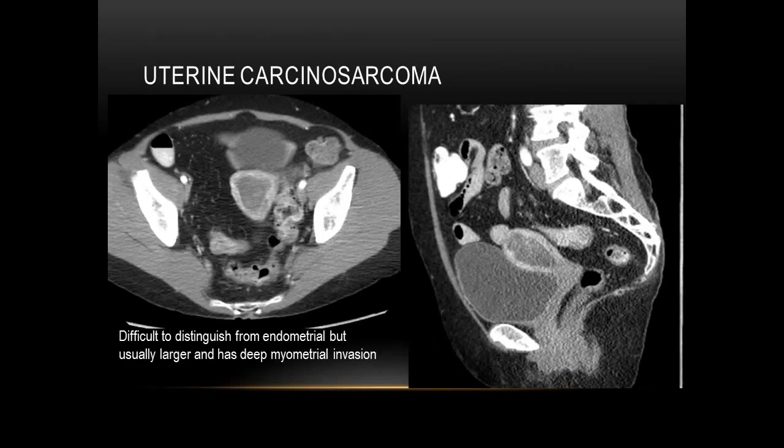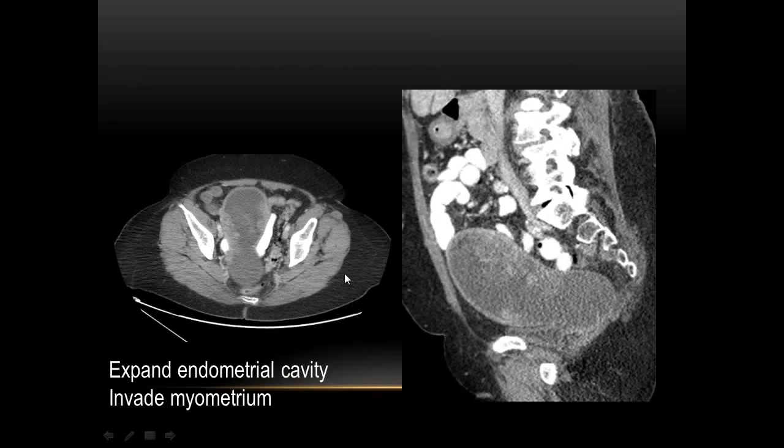This is an example of a uterine carcinoma. It was our carcinosarcoma. It's difficult to distinguish from endometrial cancer, but usually it is larger and has deeper myometrial invasion. You can see this one has expanded the endometrial cavity and invaded the myometrium. This whole thing has expanded and there's this very thin rim of myometrium and abnormal nodular enhancement within it.